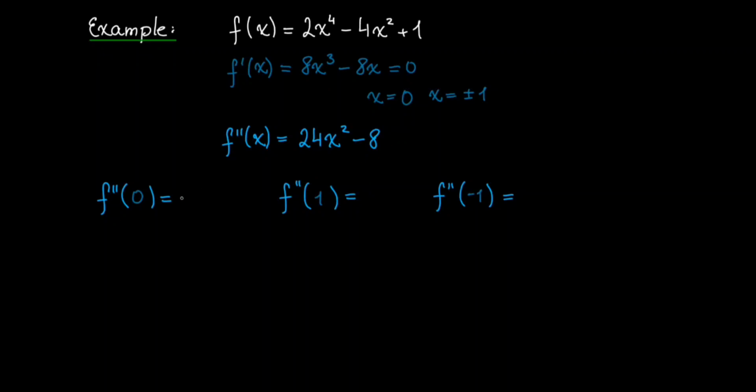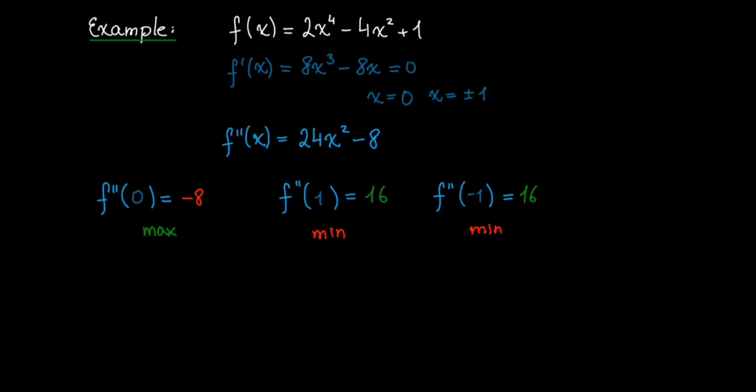The answers we get here are negative 8, 16, and 16. And now these answers tell us that at x equals 0, we have a maximum, and at x equals 1 or negative 1, we have 2 different minimums.